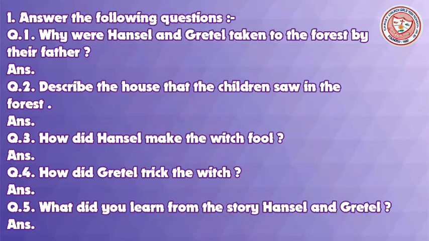Being very short-sighted, the witch couldn't see Hansel holding out a bone for her to feel, not his finger. This way he could save himself for some days. Now question number 4. How did Gretel trick the witch? Means how did she befool the witch?